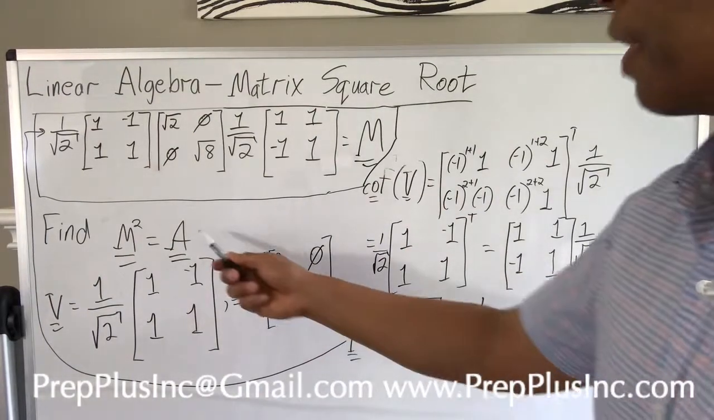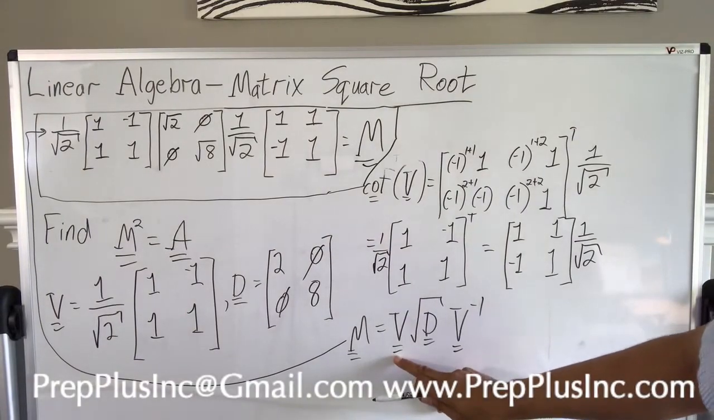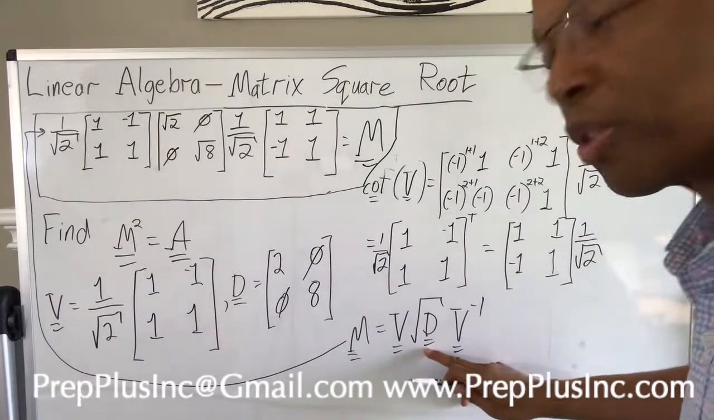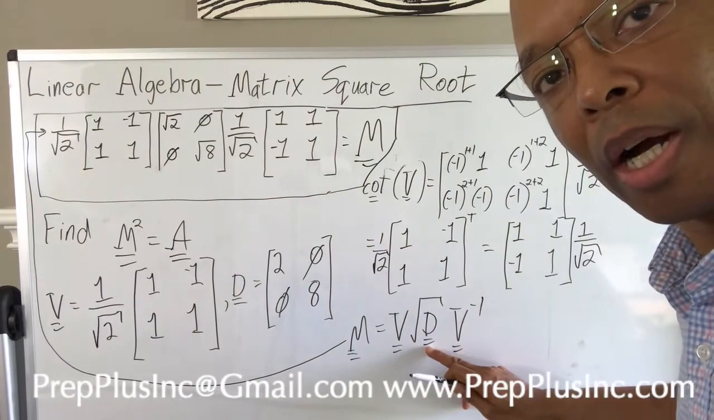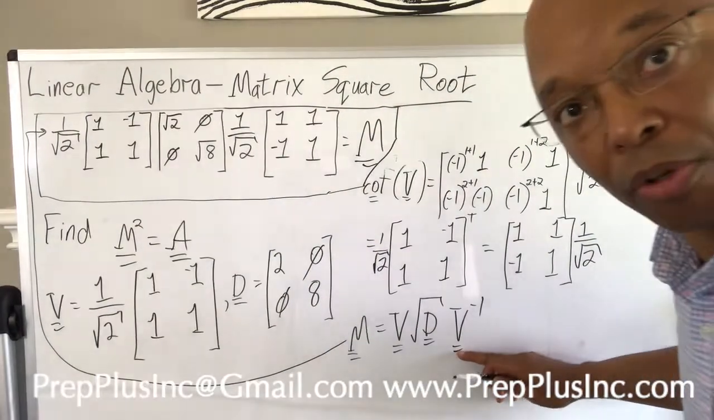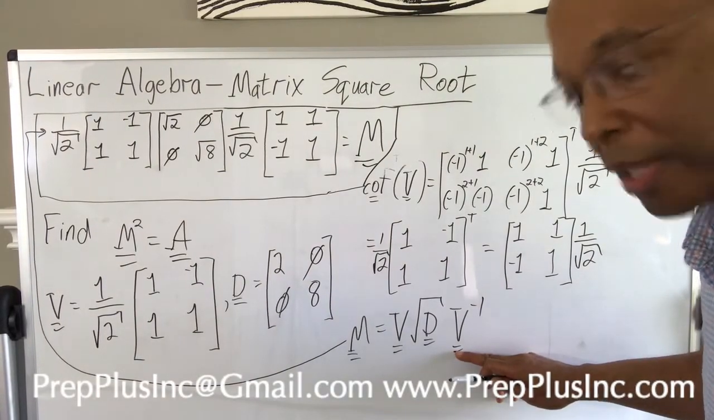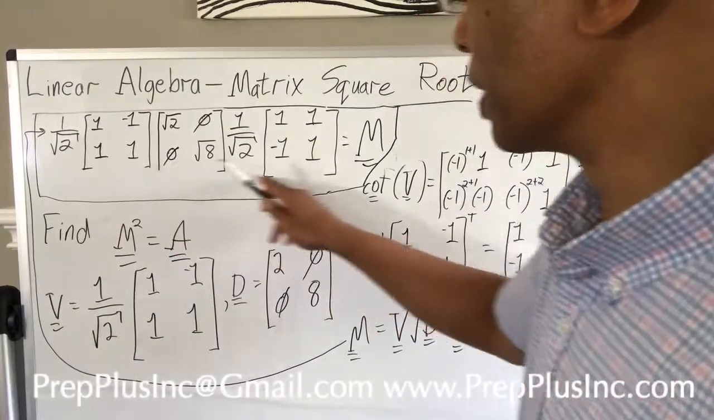The square root of the A matrix is the eigenvector matrix times the square root of the diagonal matrix of eigenvalues times the inverse of the eigenvector matrix. So that is written out here.